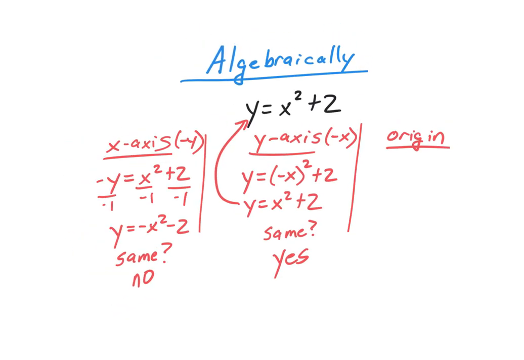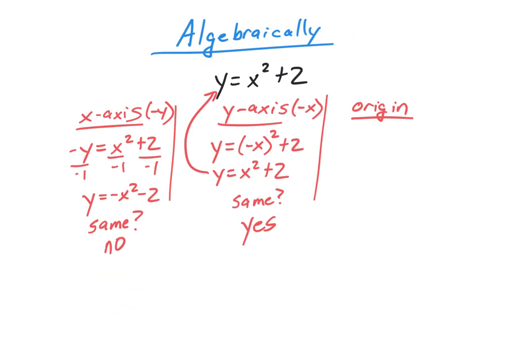So then finally, the origin, and the rule that we talked about with the origin with graphing was it's going to be the opposite of both. So we're going to put in a negative x and a negative y. So it looks like that. Okay, order of operations, I'm going to square it first.